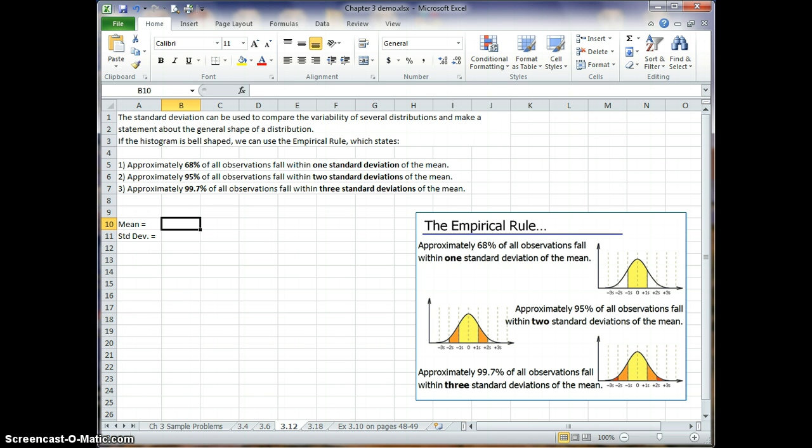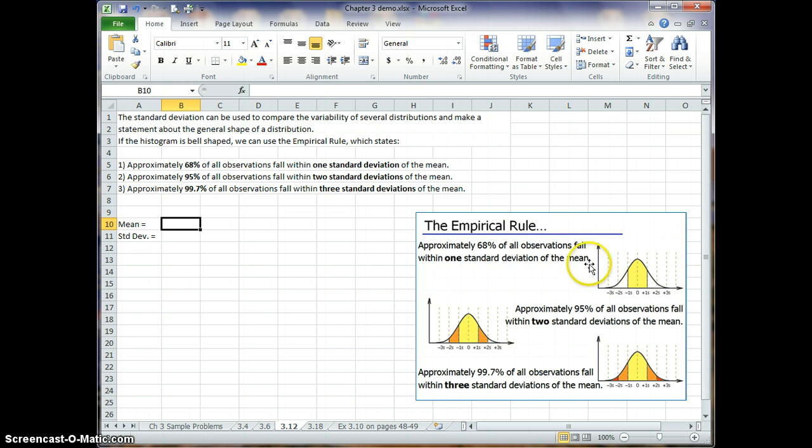Before we get to the specifics, we're going to deal with the general information, and we're going to be touching on what's called the empirical rule. You can see up here in cell A1 that the standard deviation can be used to compare the variability of several distributions and make a statement about the general shape of a distribution. If we know the histogram is bell-shaped, then we can use the empirical rule, which I've just stated in rows 5, 6, and 7.